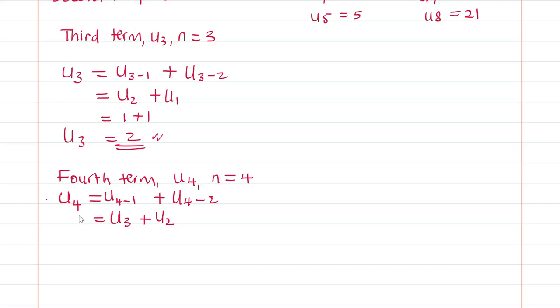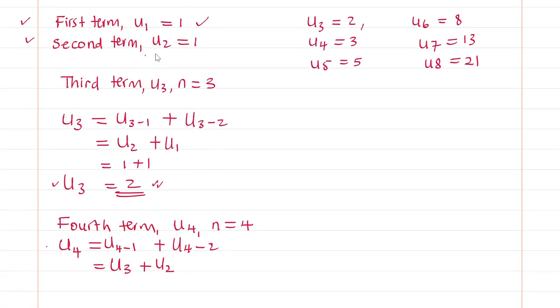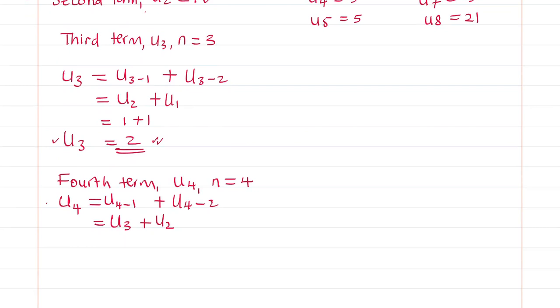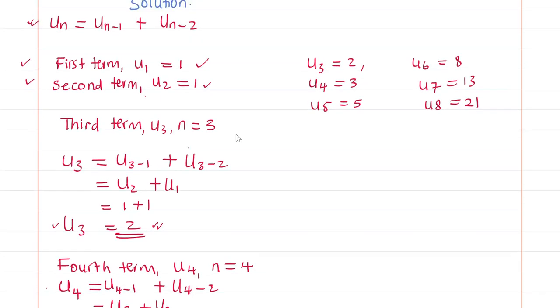So for us to get the fourth term, we simply need to add the third term and the second term. Our third term is here, and our second term was given in the question, which is 1. So we add. So our third term is 2 plus our second term, which is 1. So u4 becomes 3. This is our fourth term. u4 becomes 3. And if you look here, u4 is also 3.